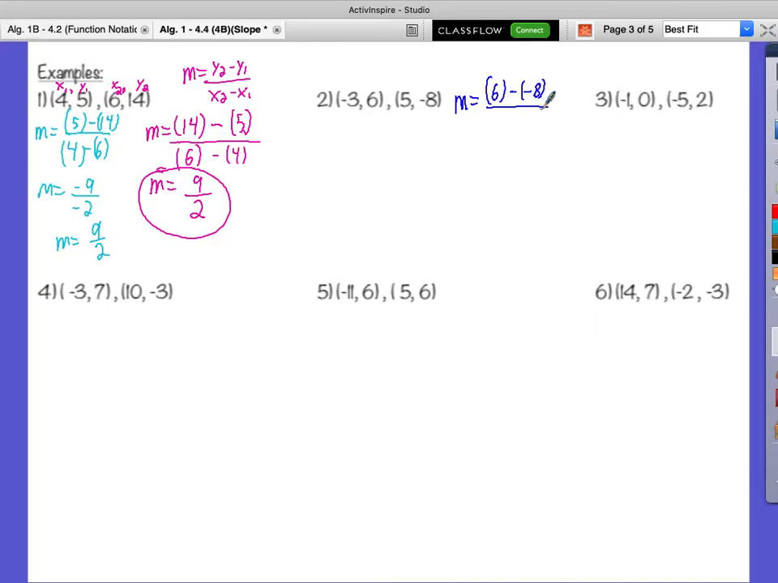So based upon how Kelly set up the top, how do we have it set up the bottom then? Negative 3 minus 5. Negative 3 minus 5, okay? Why could we not do 5 minus negative 3 on the bottom? Yeah, that'd be mixing up our coordinates, okay? Because Kelly did 6 minus negative 8 on the top, which is perfectly fine, we have to do negative 3 minus 5 on the bottom. If Kelly had done negative 8 minus 6 on the top, we'd have had to switch the bottom around too, okay? So how you do the top dictates how you have to do the bottom.